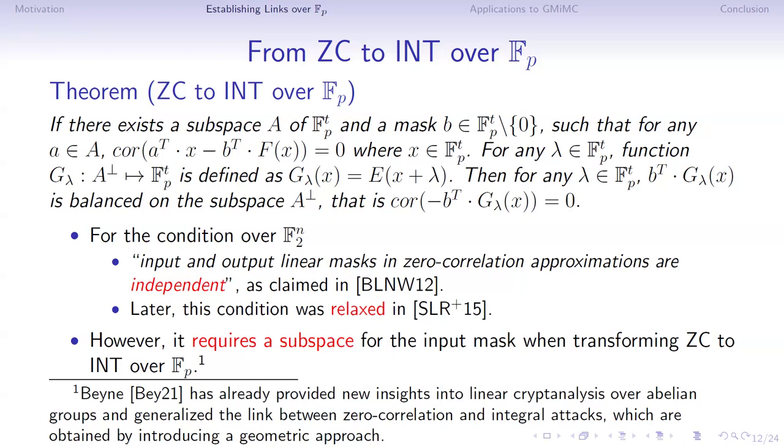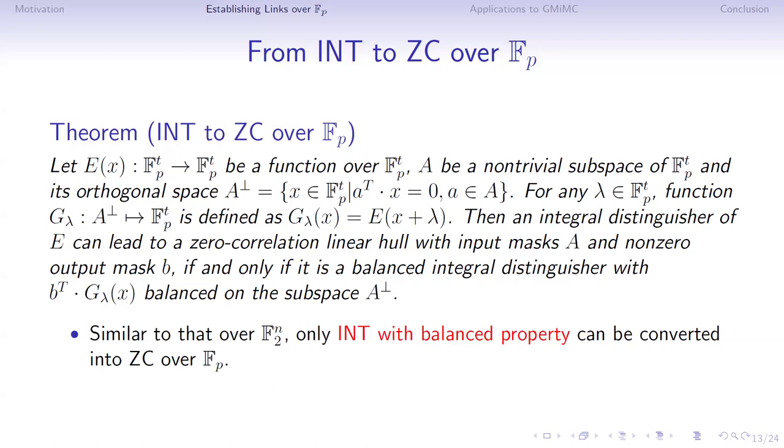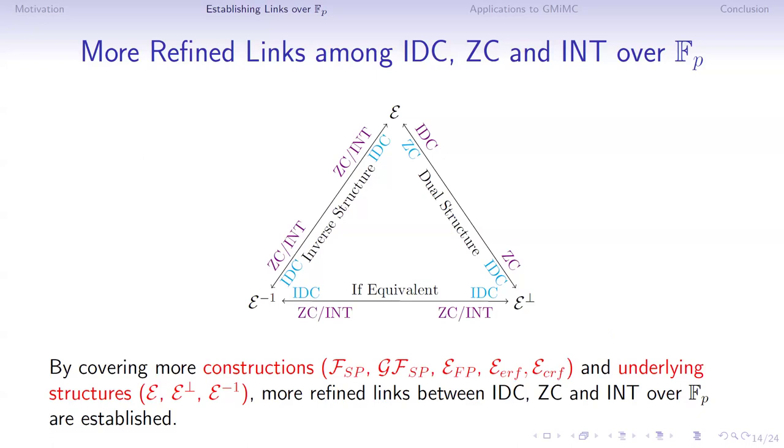So for the direction from the integral to zero correlation, we found it's similar to that over the boundary field, that only the NT with balance property can be converted back to the ZC over the prime field. So now we have the core links between the ZC and the ORP.